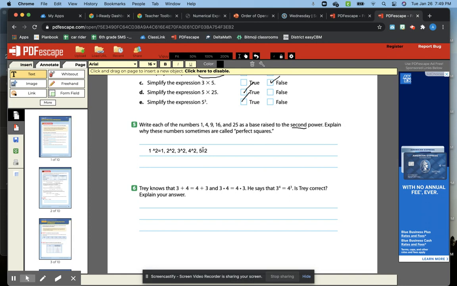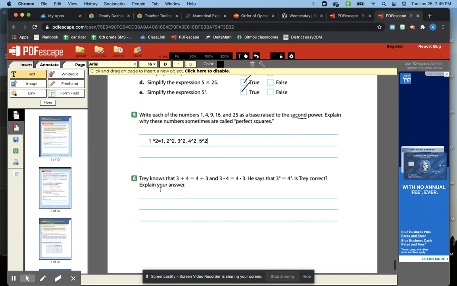And the reason that they are called perfect squares is because all of those numbers can be written as a whole number to the second power. Whereas if you take 8, you can't square a whole number by itself to get to 8. So all of these are perfect squares because you can square a whole number in order to get to them.